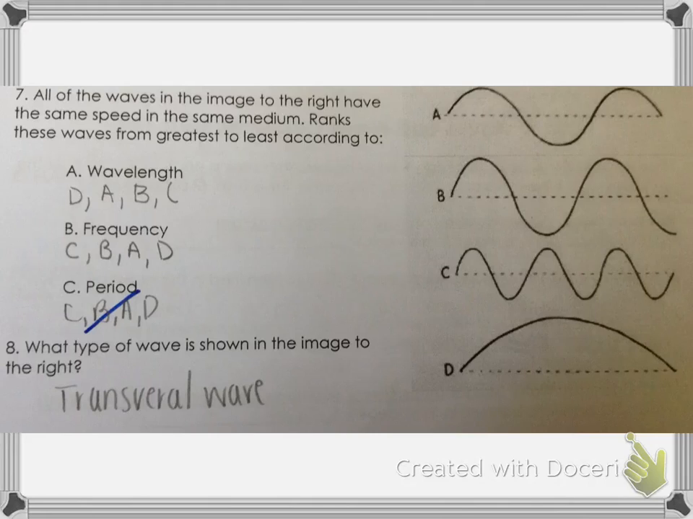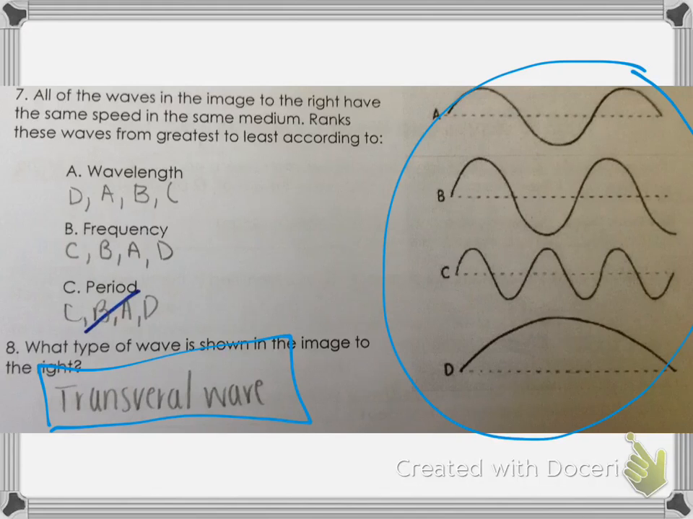Here's another short answer question that I have. I give them a picture of 4 different waves, and then I ask them to categorize them from greatest to least according to a couple different properties of the wave. This told me if they knew what the properties were, how to label them on a transverse wave, and it told me if they knew what type of wave this was.